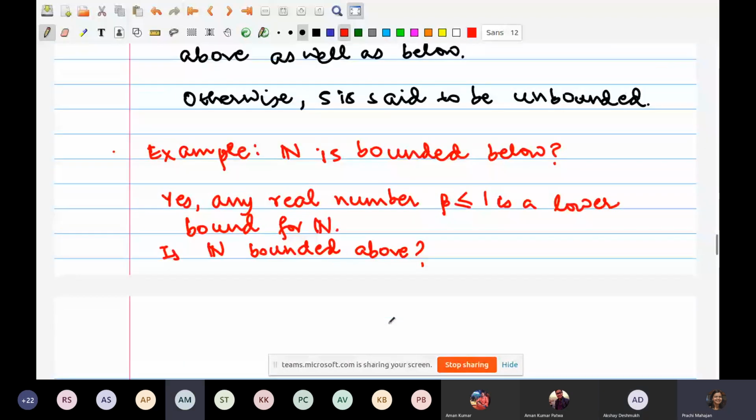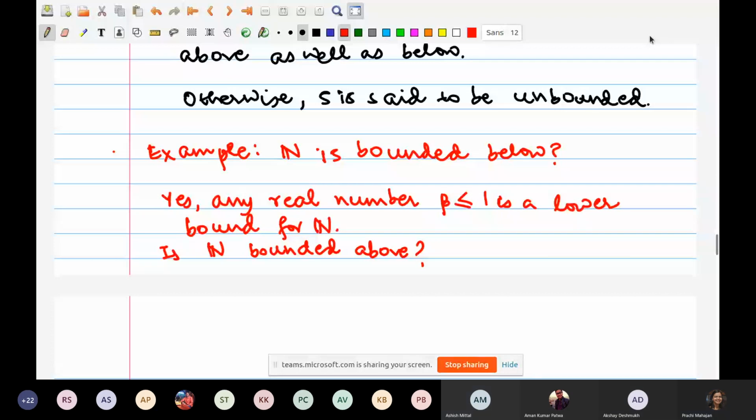If we assume any upper bound, say alpha, and let us assume alpha is an integer, then every element of N should be less than or equal to alpha, but alpha plus 1 also belongs to N. Yes, but this is under the assumption that the upper bound is an integer. What if alpha is a rational number? Then alpha plus 1 may not be in this set, right?